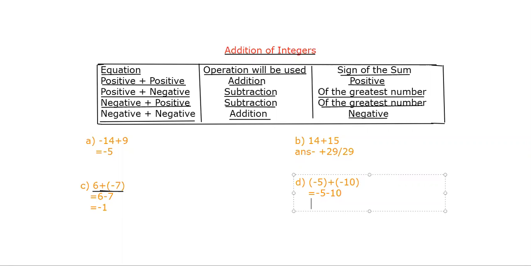Now, when there is a combination of a minus and a minus, which I can see over here, this will do addition. When I have a combination of minus and minus, it means I need to perform the operation of addition. So 10 plus 5 will be 15. And as we know that the sign of the sum will be negative, it will be minus 15.